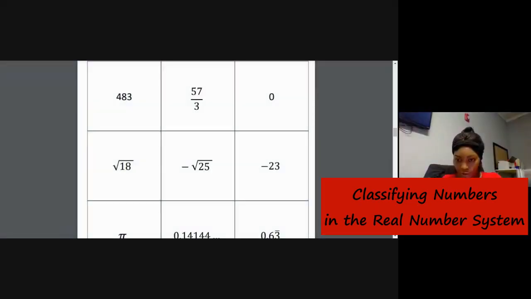Okay, I hear some integer, I see irrational. I need all the classifications, all of them. So remember, it can be more than one sometimes.